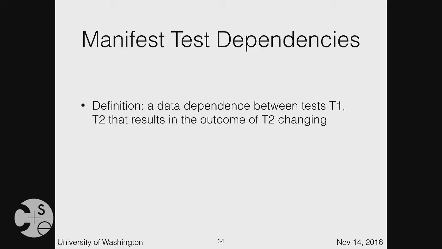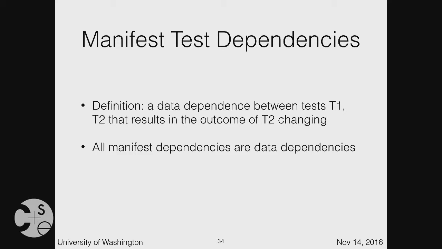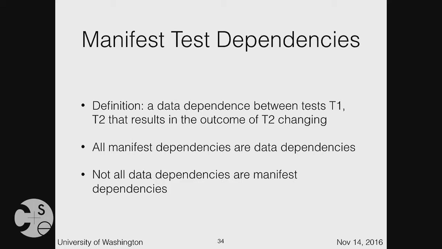The sort of dependencies that this prior approach is detecting are called manifest dependencies. The idea with this kind of dependency is that we have some data dependence between two tests, T1 and T2, and when we don't respect it, we see the outcome of T2 changed. By this construction, all of these manifest dependencies that are causing these potential failures are themselves caused by simple data dependencies, although not all data dependencies will necessarily cause a problem. Maybe there's some data dependence between two tests, but it doesn't have to be respected. Data dependencies include things outside the JVM, like the file system? Yeah.